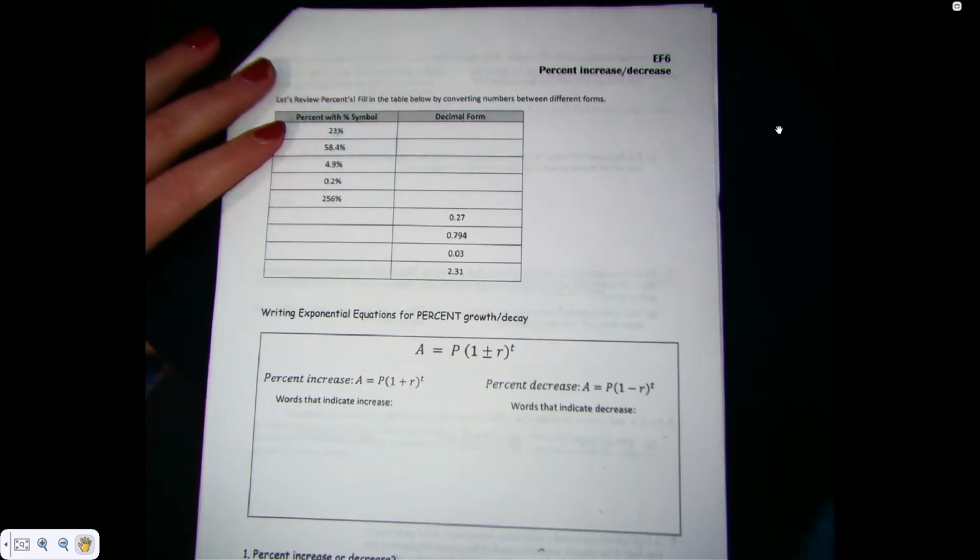Another day, another lesson. EF-6, here we are: percent increase and percent decrease. But before we talk about our actual lesson, we have to talk about percent with decimals and decimal form. We have to be able to go back and forth pretty easily in our lessons for today and tomorrow. So what does that mean?